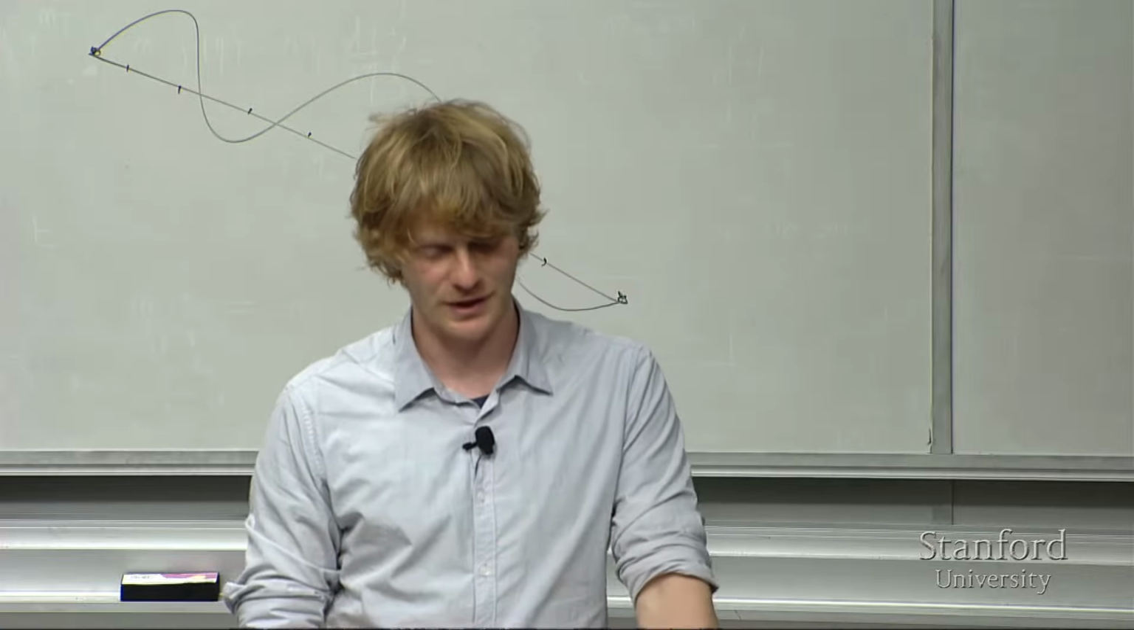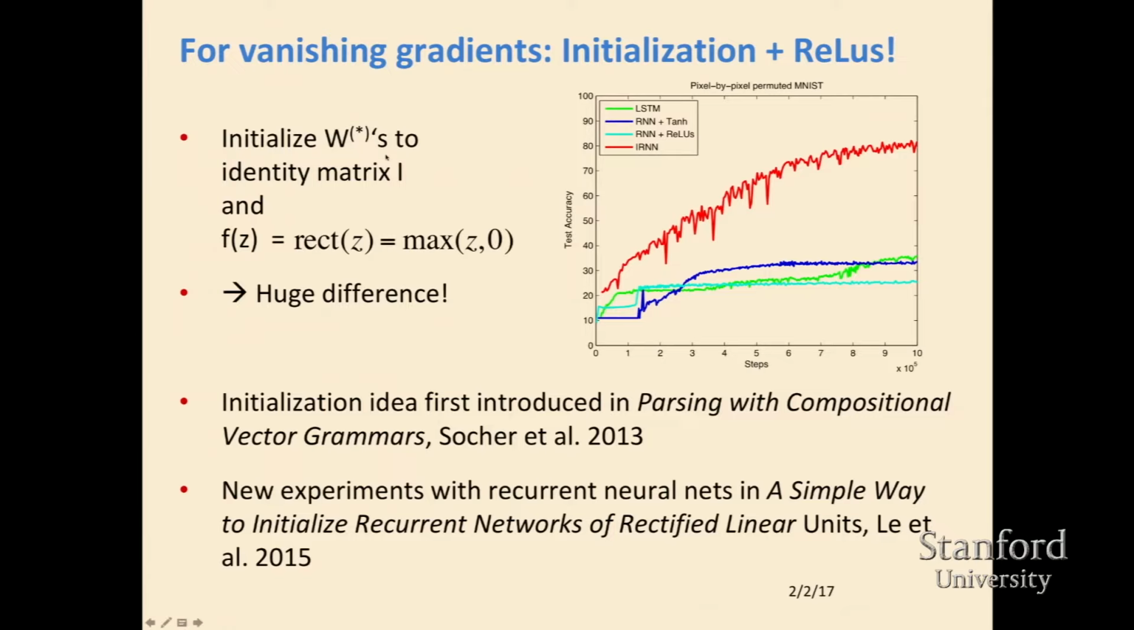But a simpler one is to use rectified linear units and to also initialize both of your W's, the ones from hidden to hidden and the ones from the input to the hidden state, with the identity matrix. And this is a trick that I introduced a couple years ago, and then it was sort of combined with rectified linear units and applied to recurrent neural networks by Quoc Le.